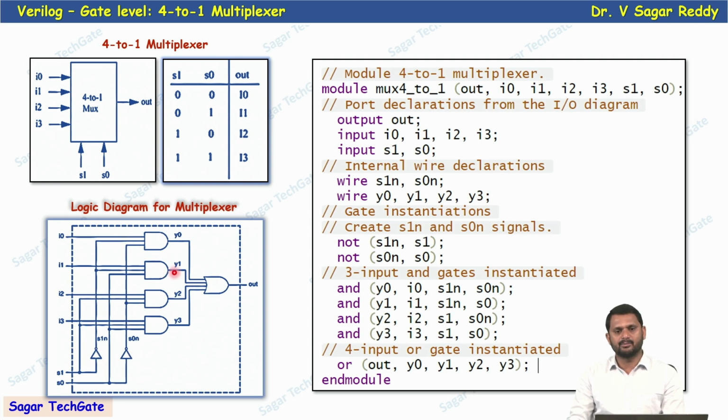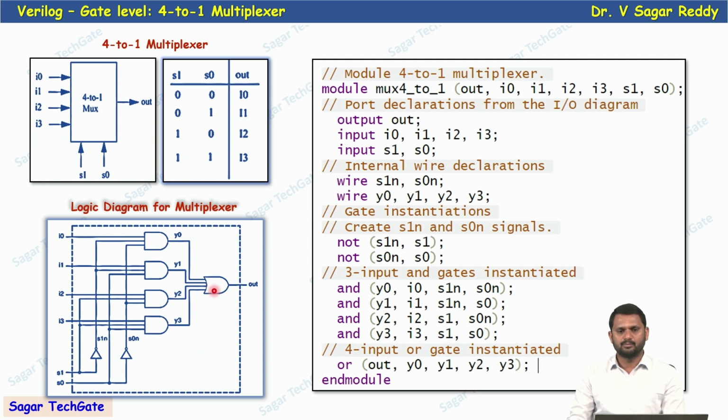In the same way, for this AND gate, the output is Y1, and one input is I1. The other inputs are S1 negation and S0. I connect S0 directly and S1 negation. Clear? Similarly here, you get S1 and S0 negation. Simply here S1 and S0. Y3 is the output, and I3 is another input. These are the control signals, the selection signals. So you can write this code directly by looking at the truth table itself.